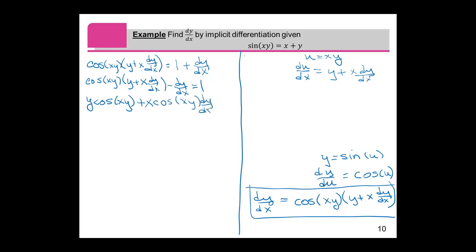And then dy/dx, and then we have minus dy/dx. Okay, good. I like it. And then now, can we subtract the y cosine? Yes. All right, so I'm going to just write this left side here first. All right, I think I got that right.